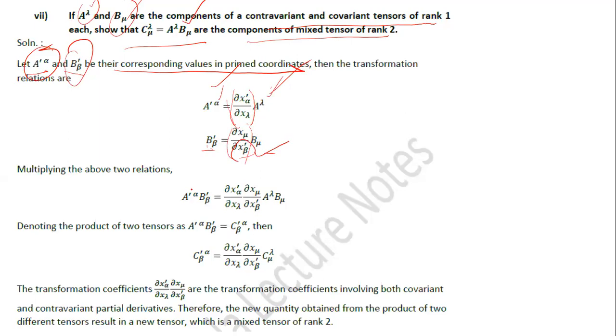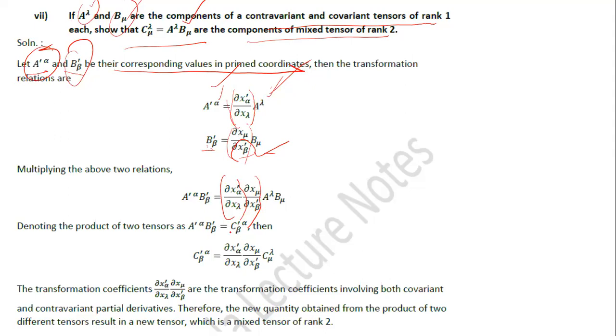Now you multiply them. You multiply the left side, you multiply the right side. When you multiply the right side, this is what you get as a transformation coefficient. If you look at this transformation coefficient, the first term tells that x prime alpha is in numerator, x gamma, x lambda is in denominator. That means alpha and lambda are contravariant indices. Similarly, x prime beta is in denominator, which means beta and mu are covariant indices.